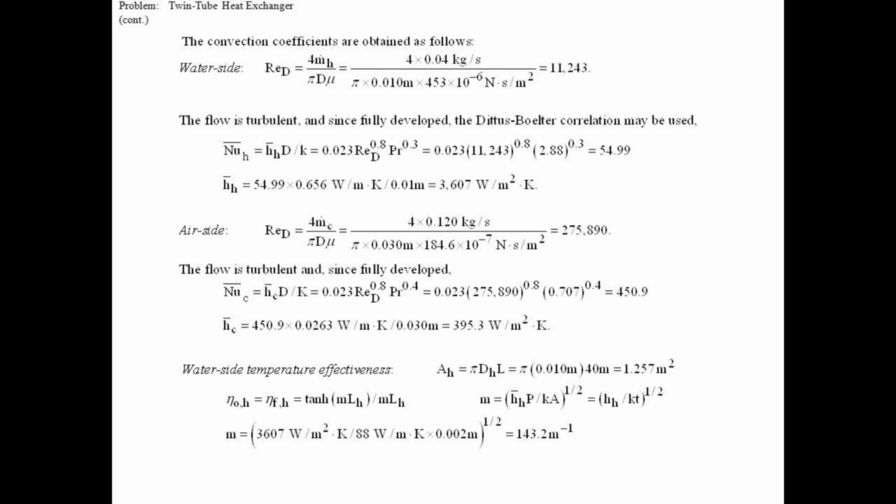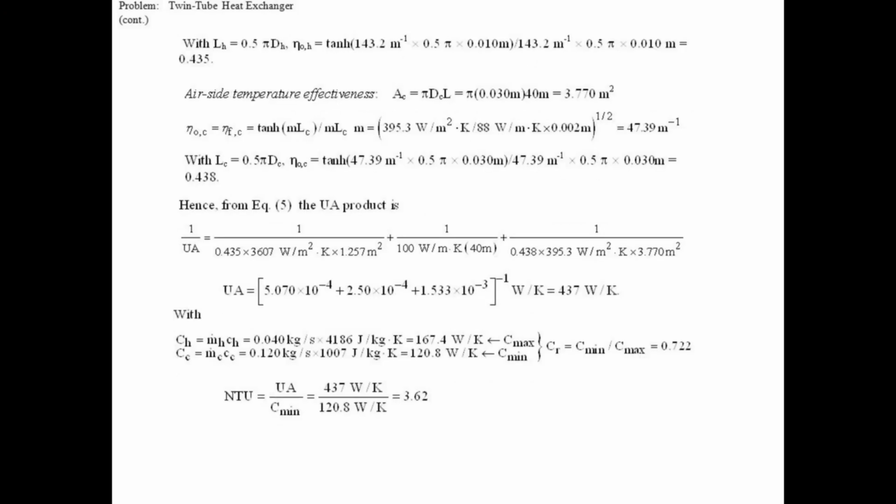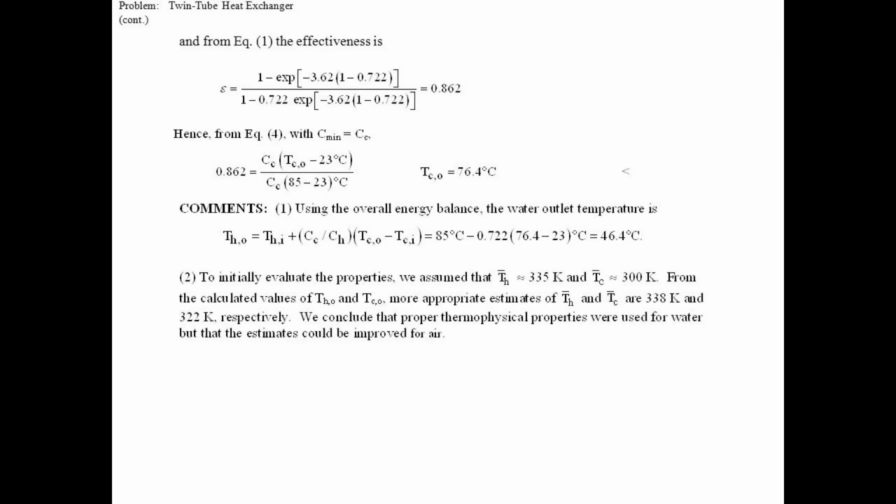In this problem, we can find out the Reynolds number, Nusselt number, the local heat transfer coefficient, average heat transfer coefficient, mass flow rate, and the area of the water side temperature effectiveness. Finally, the value of the number of heat transfer units is 3.62. All the data can be taken from the data books.